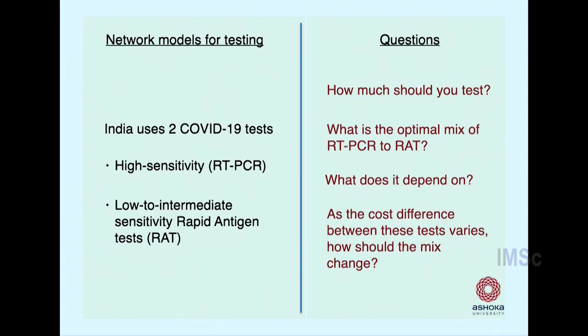And as you will remember, many state governments and central government negotiated very tightly with drug manufacturers to bring down the prices of the PCR tests relative to the RATs. So then given the price differential between this, how does that optimal mix of different tests, how does that change?